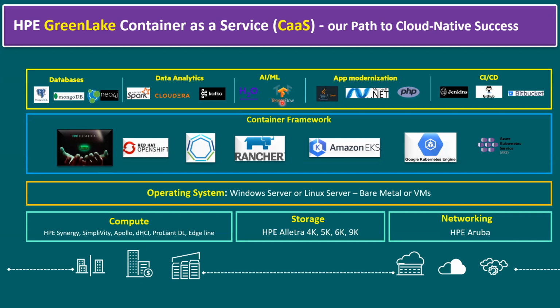For example, if you are using Red Hat OpenShift, within your OpenShift environment we have default OpenShift pipelines for CI/CD. We can utilize those OpenShift pipelines. Similarly, Tanzu and Rancher have their native CI/CD pipelines. We can utilize those when we are using HPE GreenLake container as a service.